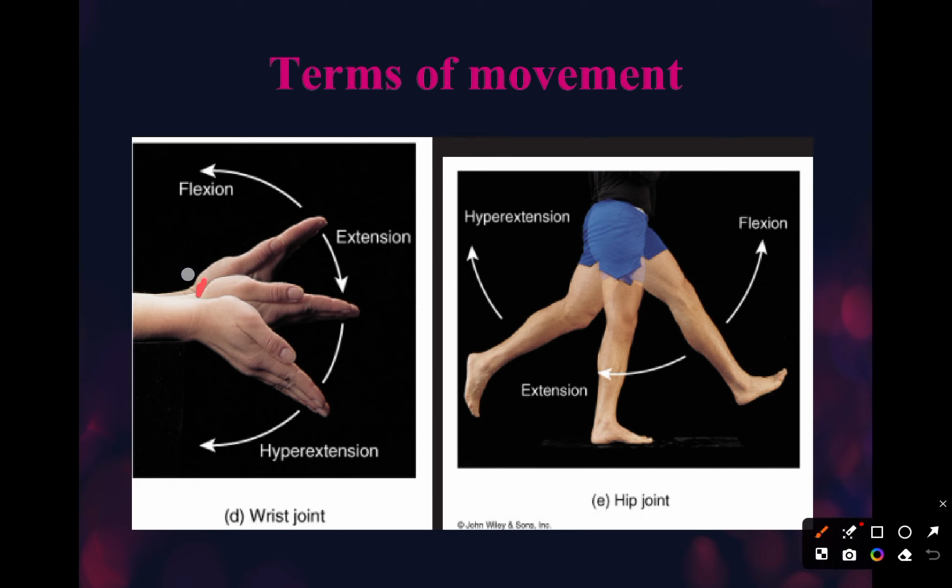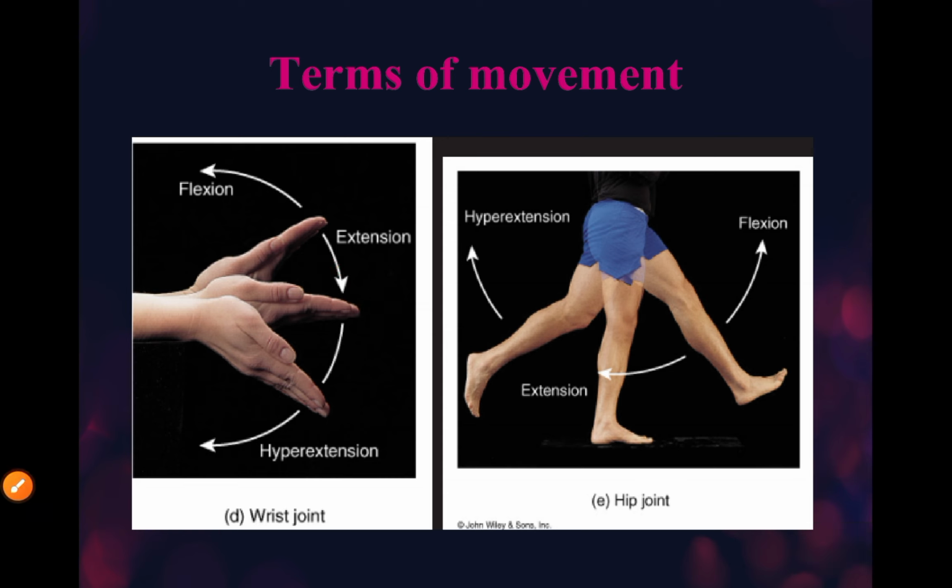So look at the angle here now. Look at the angle in that region. As we are trying to raise this hand, we are decreasing the angle. So that is what we call flexion. And as we are trying to move towards this direction, we are increasing the angle. That's why we call it extension.